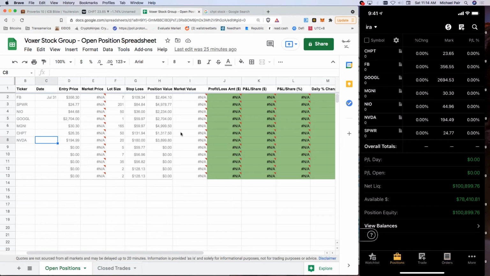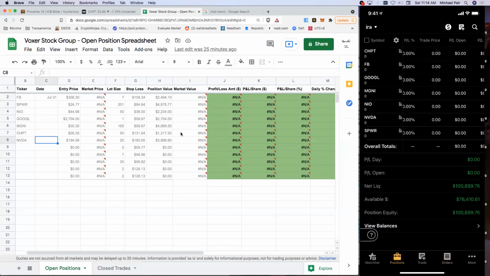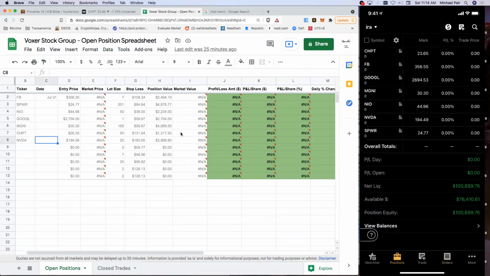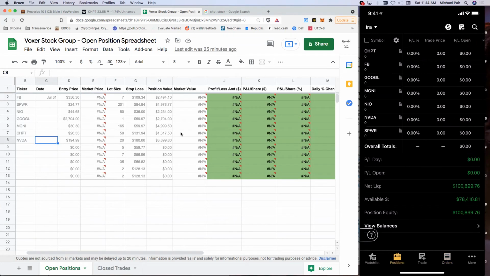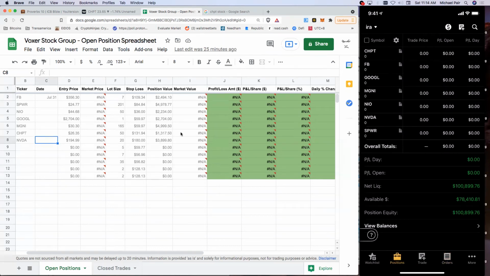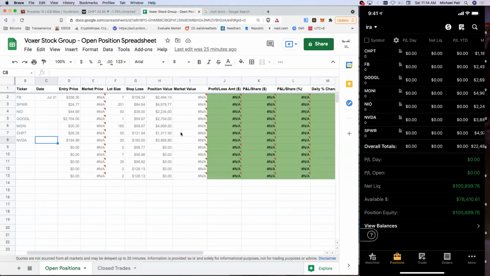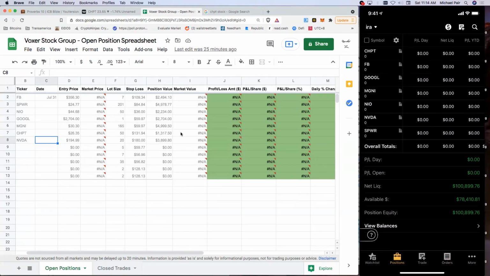So to show change, mark is just basically the current price. We can see our P&L, which is profit and loss. You can see the trade price you entered, what your profit and loss is for the open position, what the current profit and loss is for the day, what the net liquidation is, and what your profit and loss is for the year. And so again, we have an account that has $100,899 in it, and we'll see how these work together.